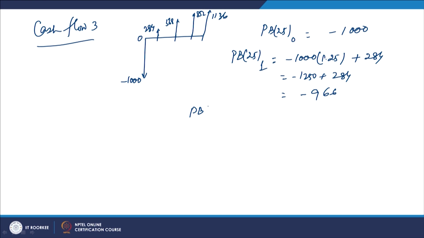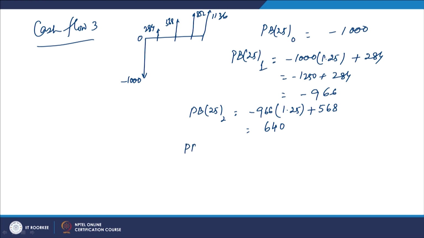Similarly, you go to PB 25 at 2. So, it will be minus 966 multiplied by 1.25 plus, now in the second year you have the receipt of 568. So, minus 966 multiplied by 1.25 will be something like 1206 or 1208, and then plus 568. Once you do the arithmetic computation, it comes out to be 640.